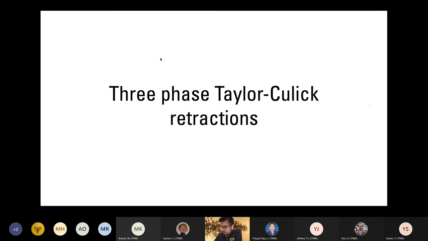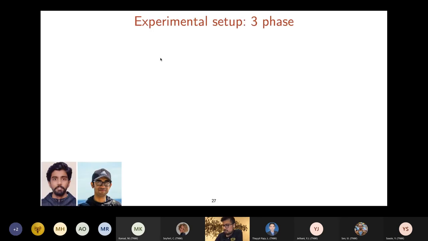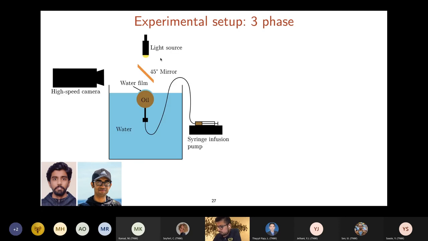So this is a three-phase Taylor Culick retraction. These are experiments done by Pallavan and Udo. I guess I saw Udo in the audience, so he's here. So if you have any experimental questions, feel free to ask him.